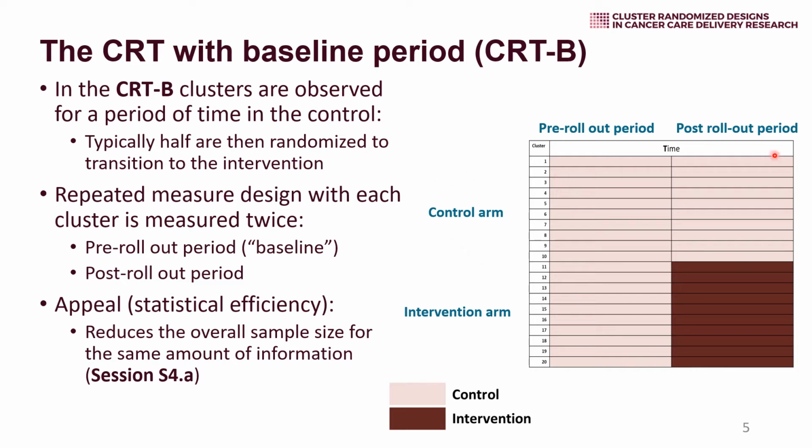So whilst we might talk about control arms and intervention arms, actually control arm clusters receive only the control condition, whereas those clusters allocated to the intervention condition actually contribute data in the pre-rollout period from the control condition and in the post-rollout period from the intervention condition. The appeal of this type of design is its statistical efficiency. In most settings, it probably reduces the overall sample size for the same amount of information. We're going to look more at statistical efficiency in session 4.